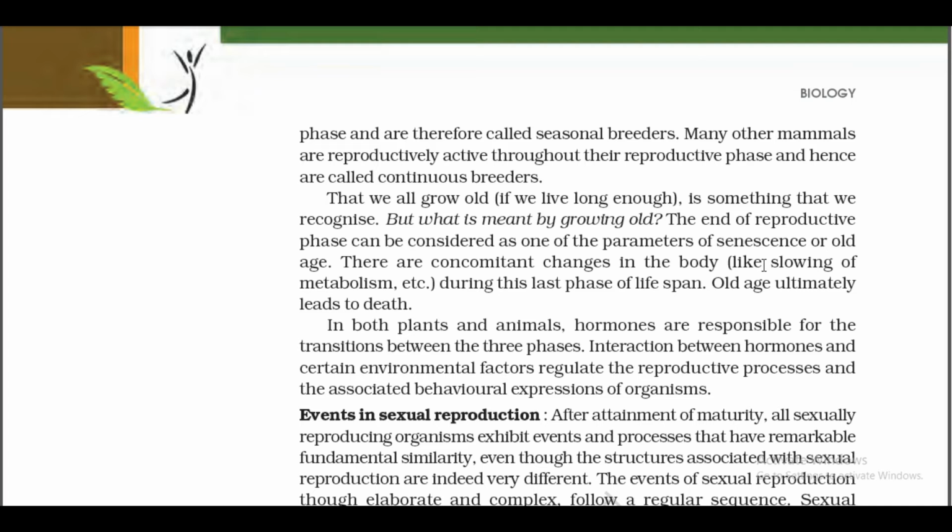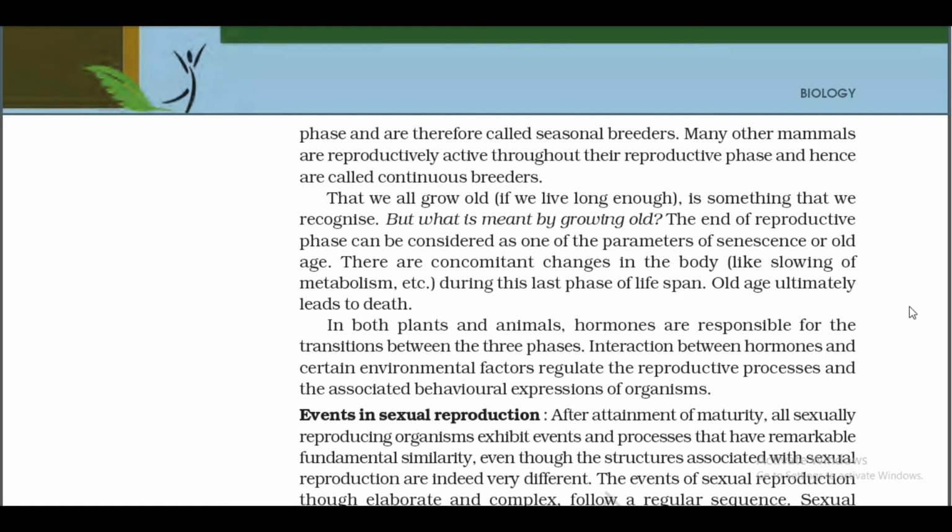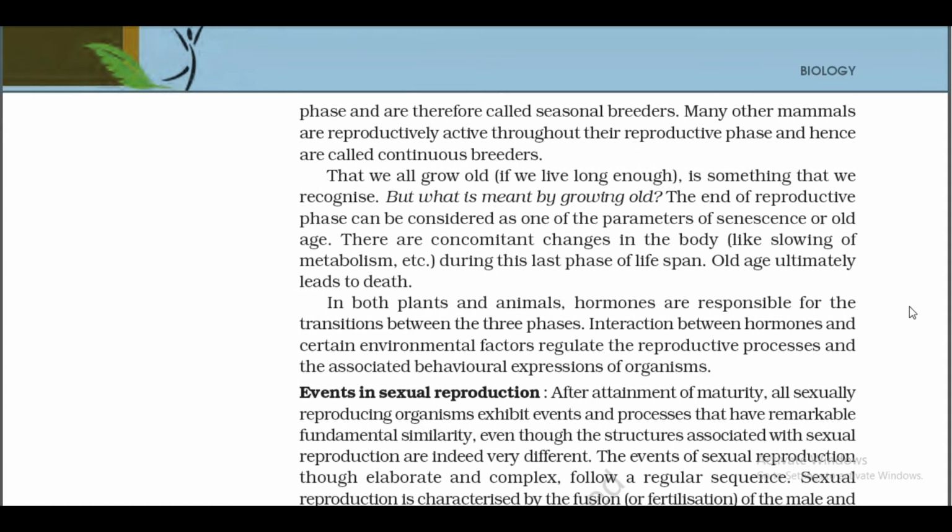That we all grow old, if we live long enough, is something that we recognize. But what is meant by growing old? The end of the reproductive phase can be considered as one of the parameters of senescence or old age. There are concomitant changes in the body like slowing of metabolism, etc. During this last phase of lifespan, old age ultimately leads to death.